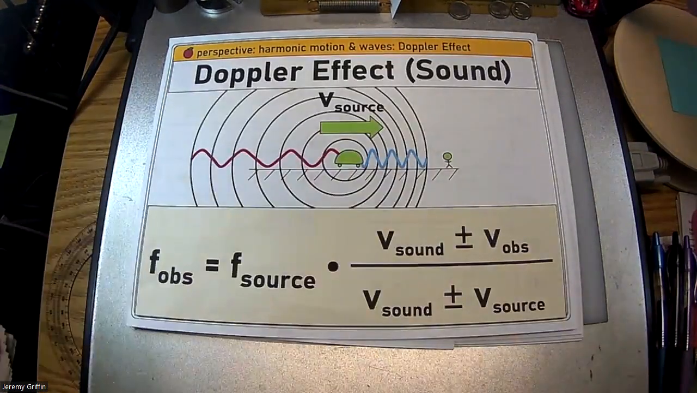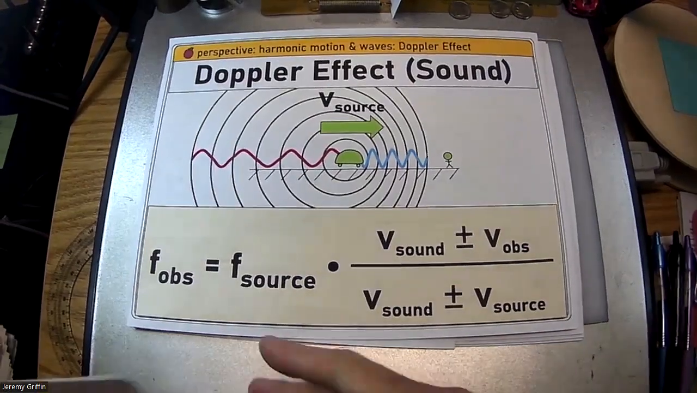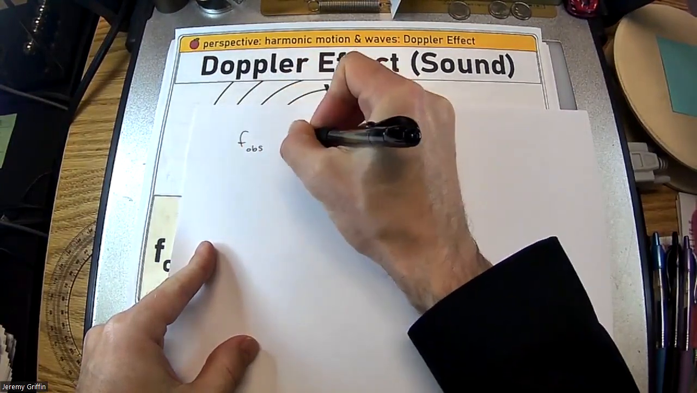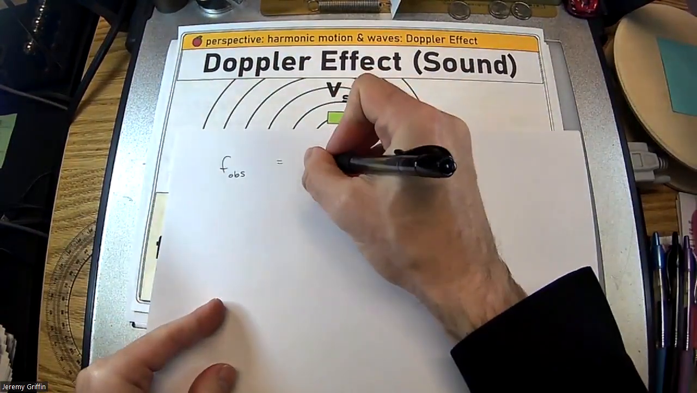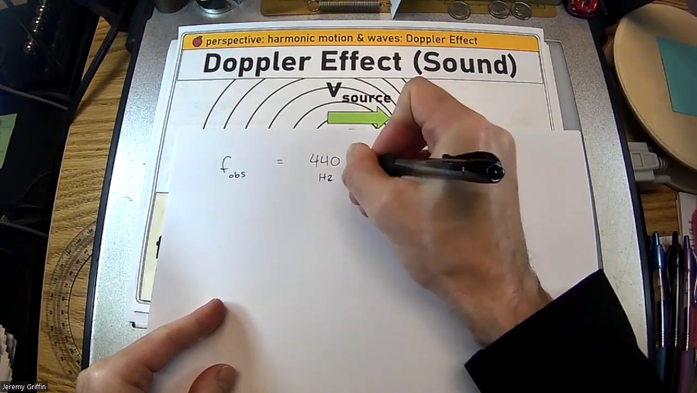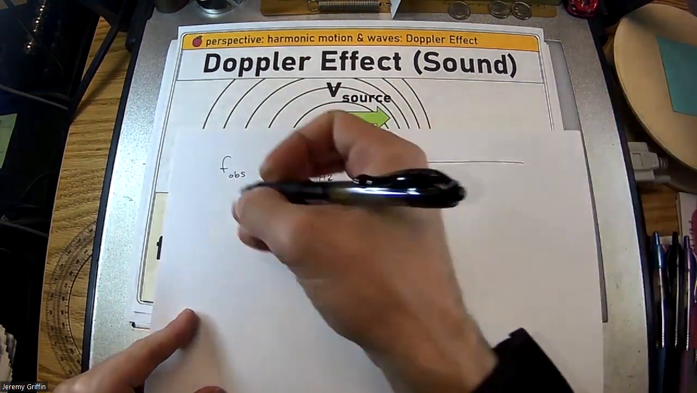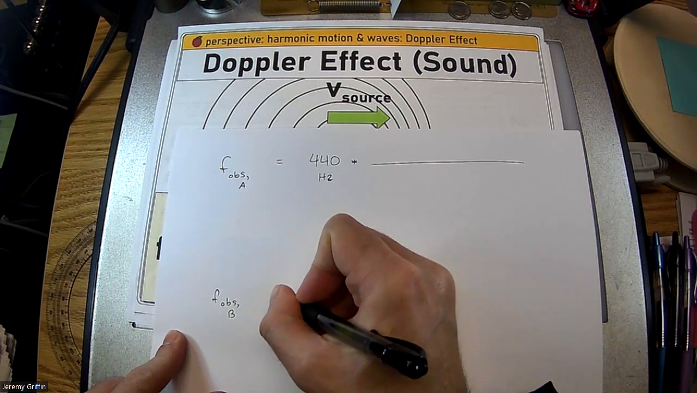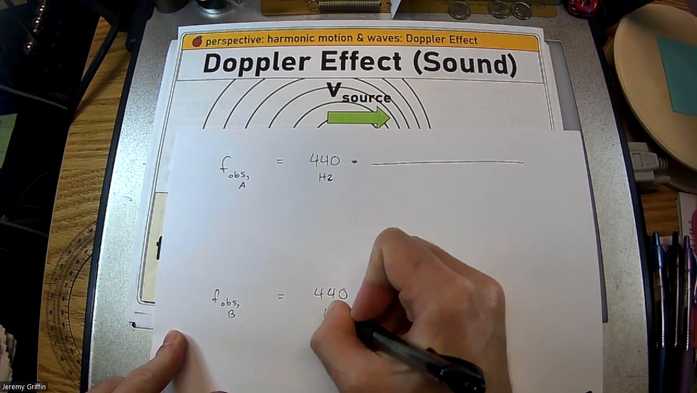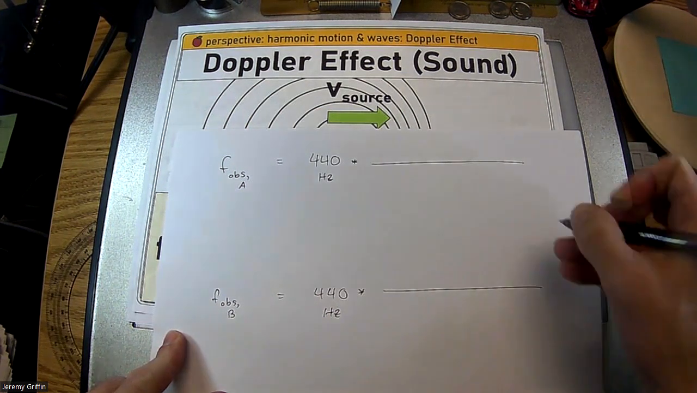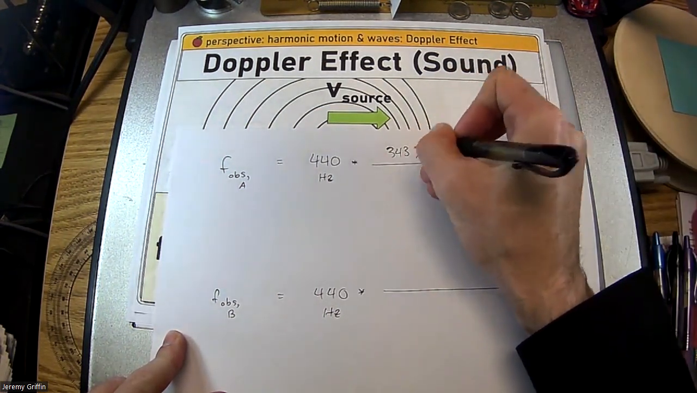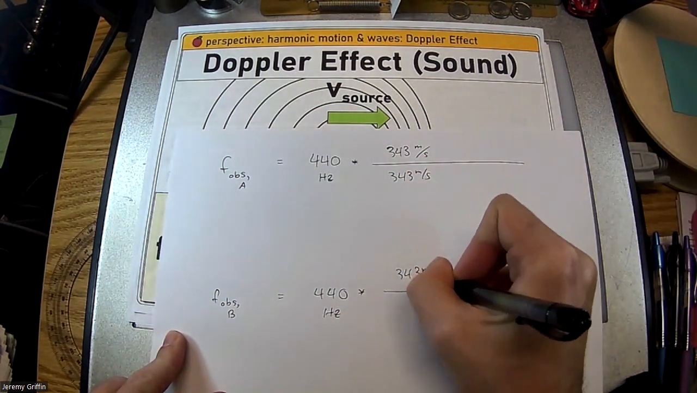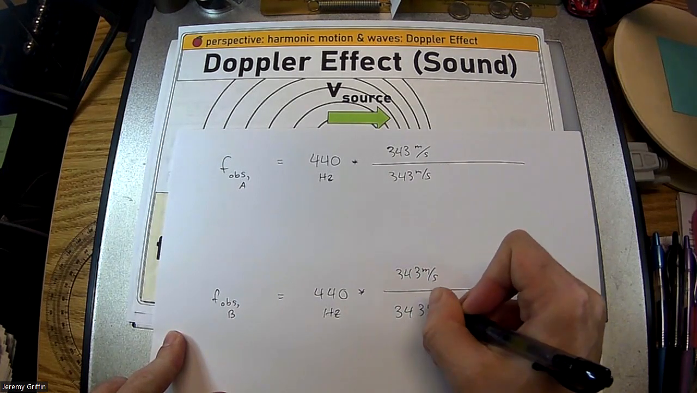All right, we're going to do real basic Doppler setup here. So I'm going to go: the observed frequency is equal to the source frequency, which for me is 440 hertz, multiplied by a ratio. Let's do it for person A, and then later on I'll do the observed frequency for person B. They're going to start out the same way, 440 hertz times the ratio. So they get speed of sound. I gave everybody speed of sound as 343 meters per second.